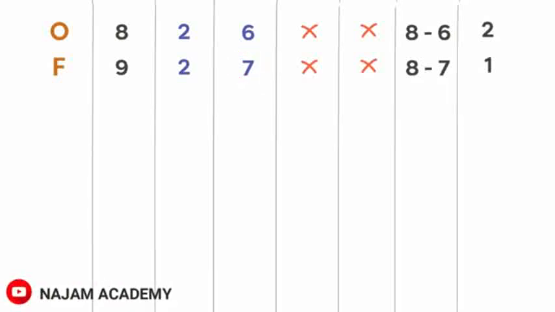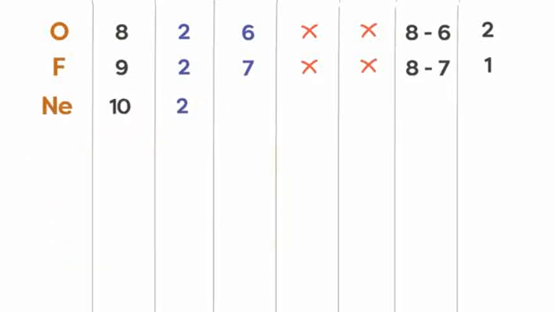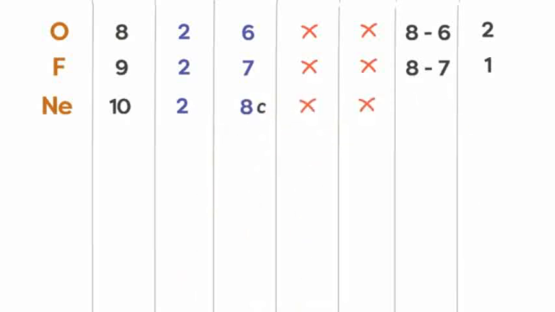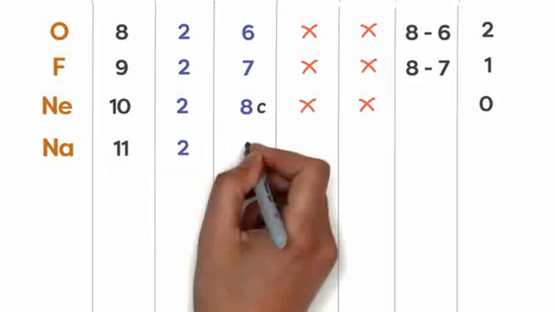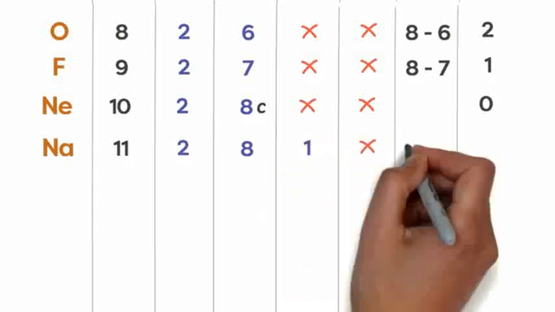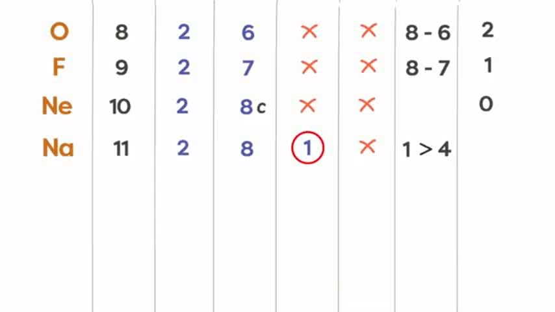The 10th element is neon and its atomic number is 10. There are 2 electrons in K shell and 8 electrons in L shell of neon. So already the L shell of neon is completed. Thus the valency of neon is 0. The 11th element is sodium and its atomic number is 11. There are 2 electrons in K shell, 8 electrons in L shell and 1 electron in M shell of sodium. 1 is less than 4, so sodium is a metal and its valency is 1.